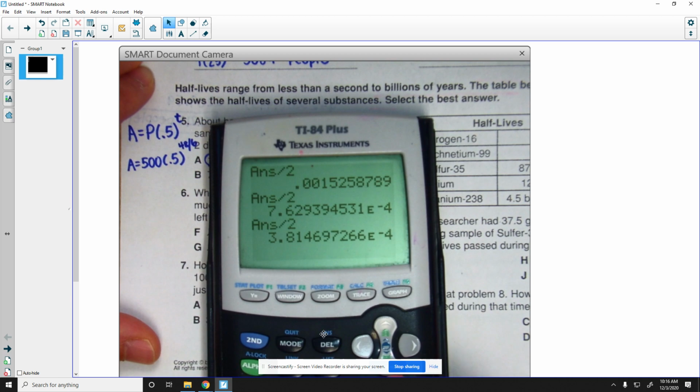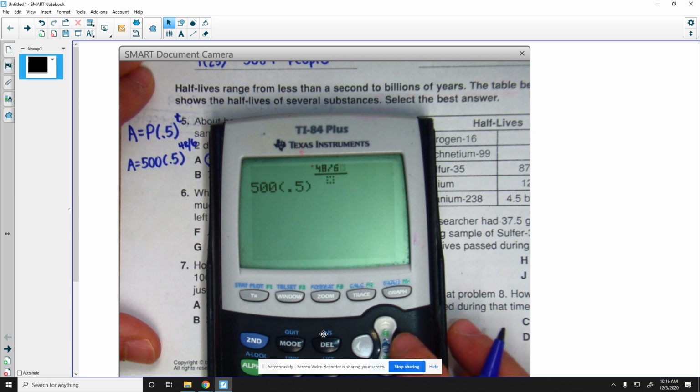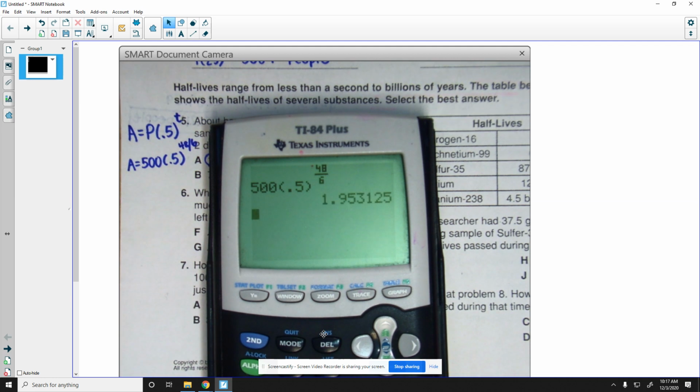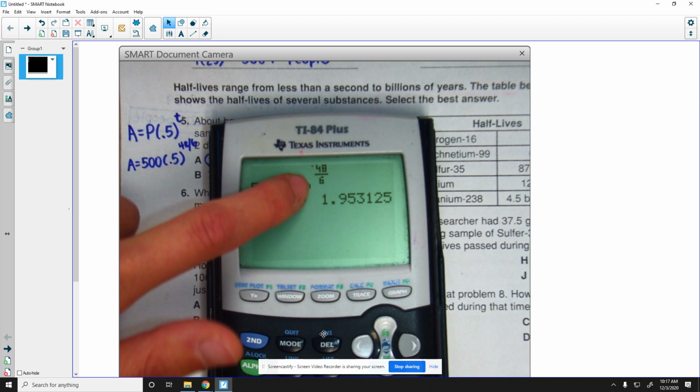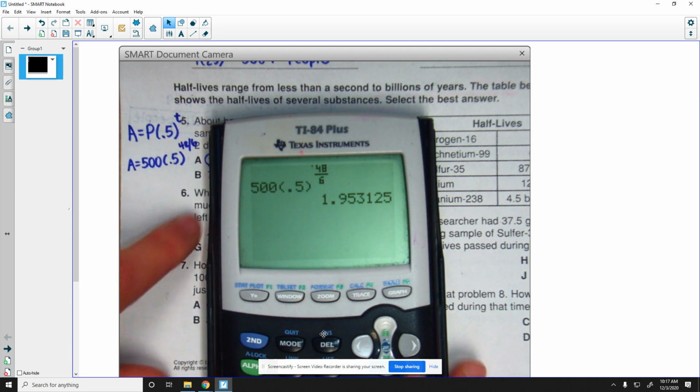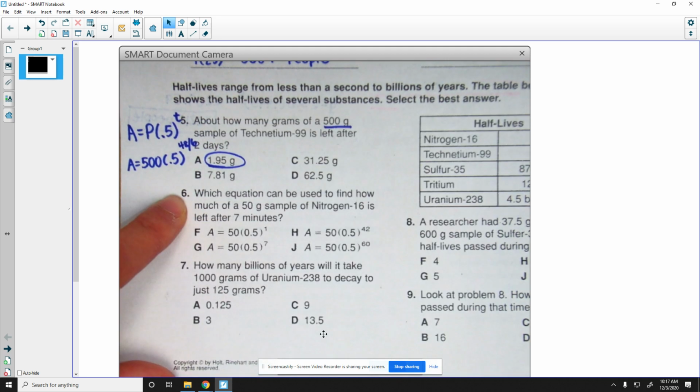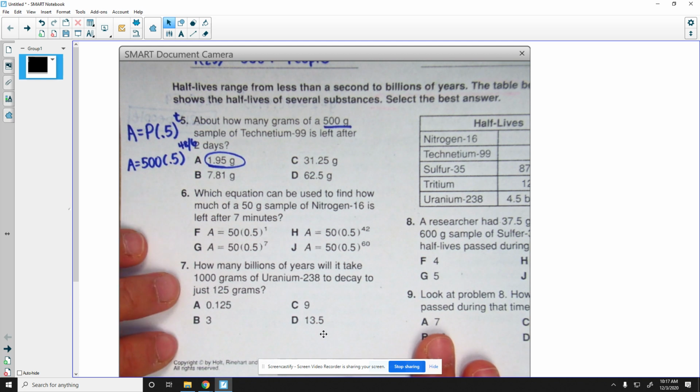So when I type this in, it would be 500 times 0.5 to the power of 48 divided by 6. You can say 8, but I feel like some of you don't understand how I got the 8. That's why I want to show you. I got the 8 by doing 48 divided by 6. That's how Kip got 1.95.